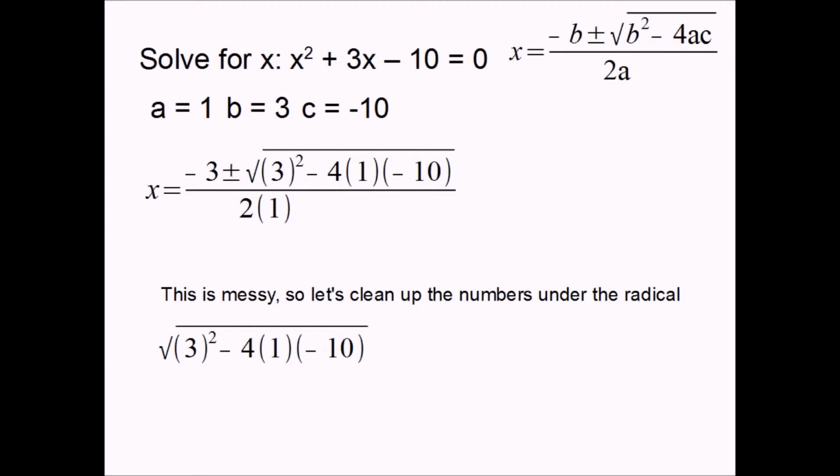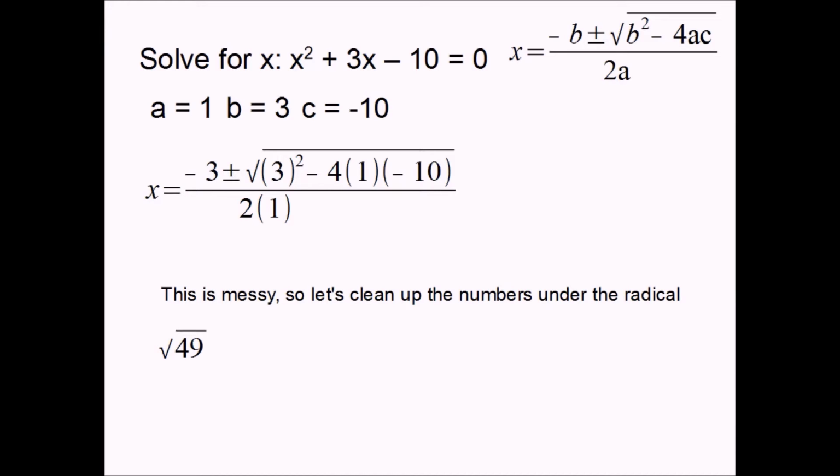3 squared is 9, so we can do that first. This is already looking a little bit better. Then I've got 4 times 1, which is 4, times negative 10, which is negative 40. So this becomes 9 minus negative 40. The double negative is always tricky, but remember that just becomes a plus. So this is 9 plus 40, which is also known as 49.